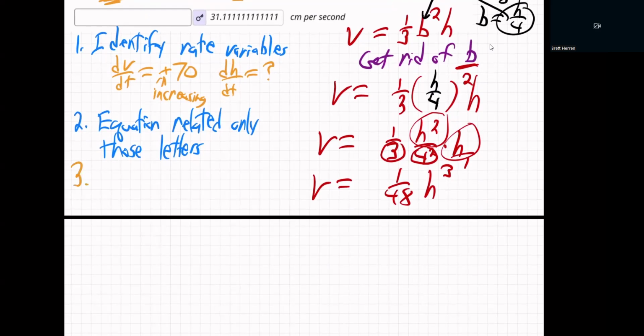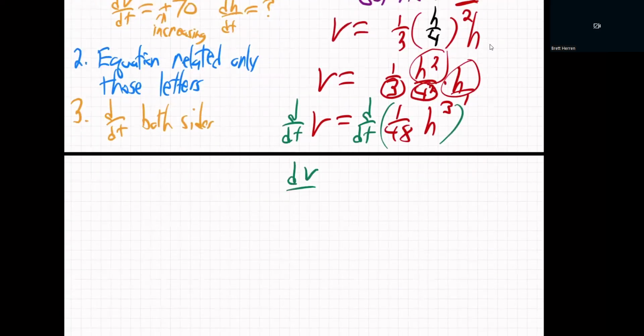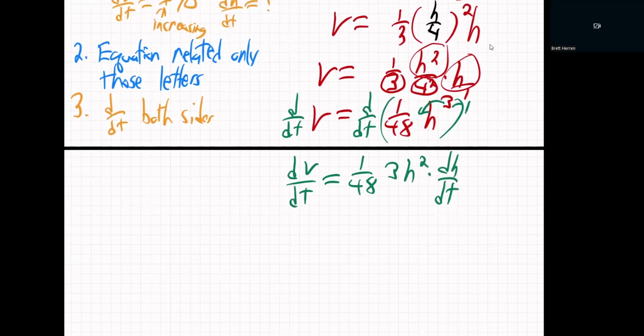Step number 3, d/dt both sides. Once you've got that equation with just the letters you want, d/dt both sides. This will be dV/dt. On the other side, the 1/48 will just sit out front, and I'm going to bring down the 3, h squared, subtract 1 from the power, times dh/dt, because of the chain rule. Take the 3 to the inside, and it's implicit. Okay, and so now we're ready.